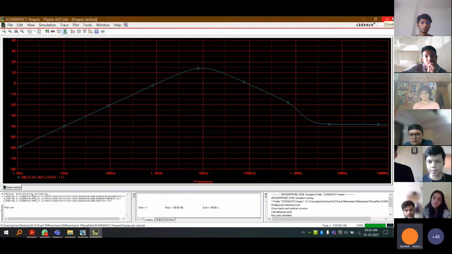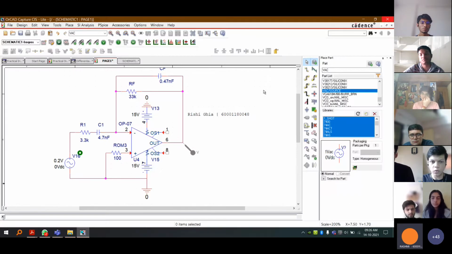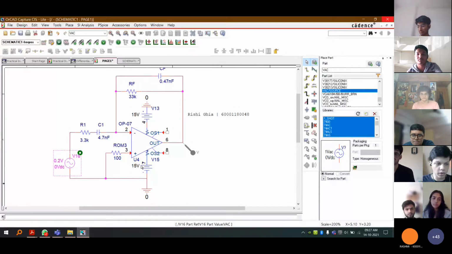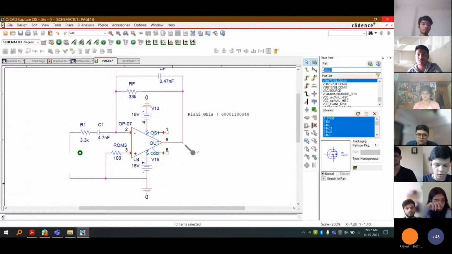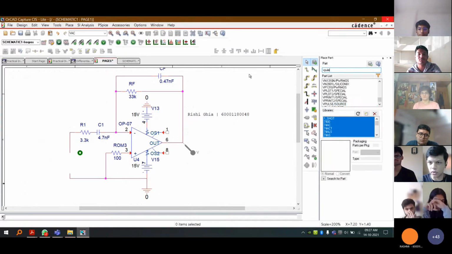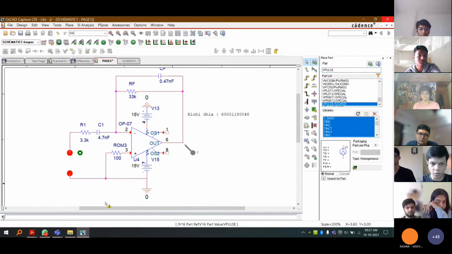Yes, sir. Okay, so we're done with simulating the sine wave on the differentiator, and we got the cos wave that we so desired. We're going to just try out another few things now, which is the square wave and the triangular wave. So I'm actually going to do the triangular wave first, which is V pulse. Just going to place this here.